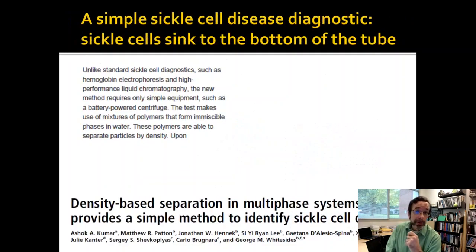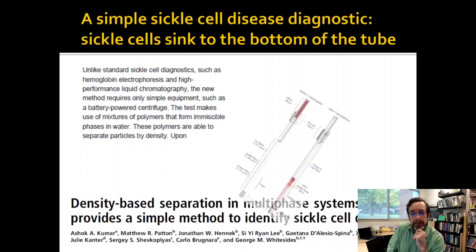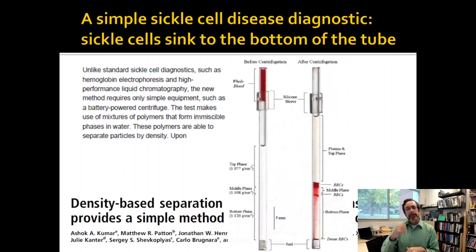So because they're so different, we can make simple diagnostics that can go pretty much anywhere on the globe. One of the diagnostics is using the fact that sickle cells will sink to the bottom of the tube. They'll be dense and fragile and things like that. So they actually put them in a little tiny tube and they spin them. And there's easy ways to spin something, an egg beater, or it's pretty easy to get a centrifuge. You can even hand power certain kinds of centrifuges.